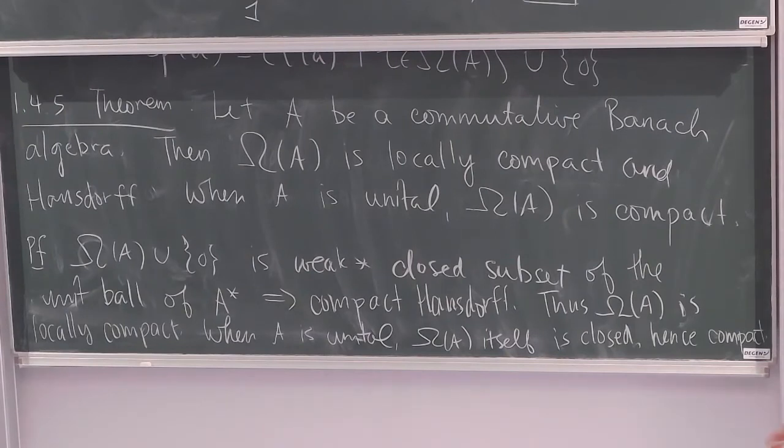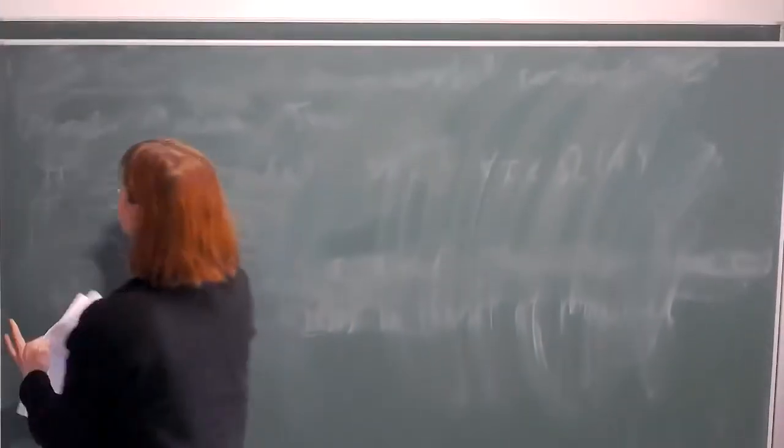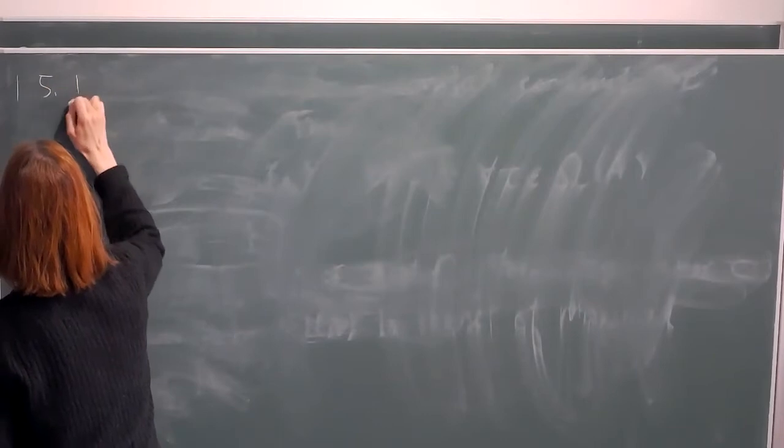So now we will move on to C-star algebras very, very shortly. We will just end with the so-called Gelfand representation theorem, which will tell us that we can always map a unital commutative Banach algebra into an algebra of continuous functions on some compact Hausdorff space.